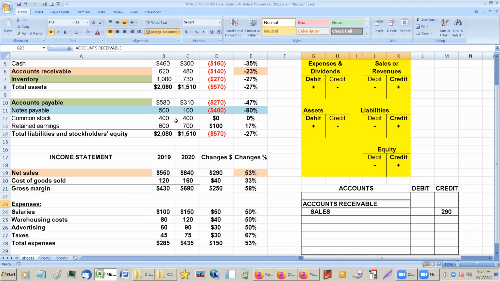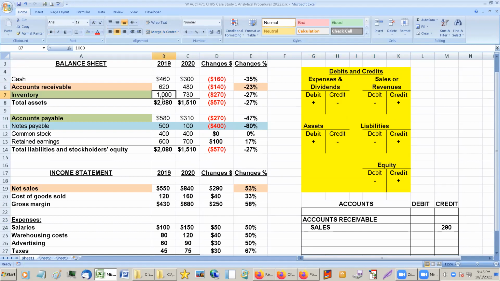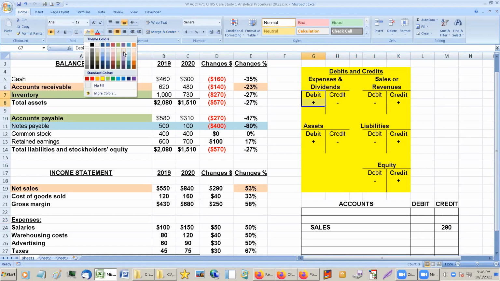So let's see what else it could be. Are there any other asset accounts that are going up? Accounts receivable is an asset. It's going down. All the assets are going down. So this is probably not an asset. Okay, so we're probably not in this situation here.